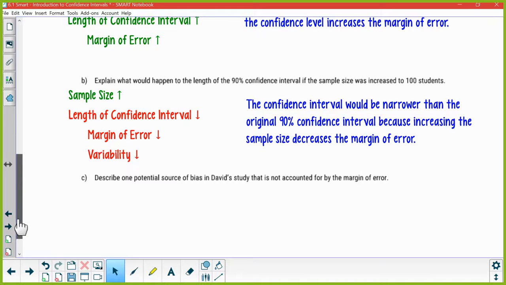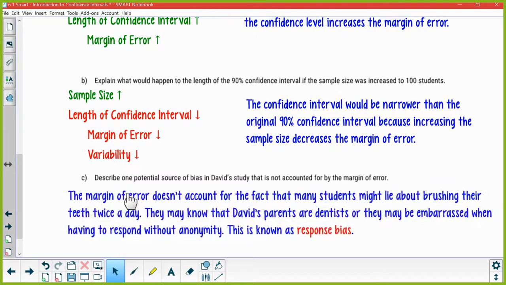And it's the fact that there's no anonymity in the question. You're sitting there and you're having to tell David that you brush your teeth twice a day. Most people would kind of shy away if they are a person who doesn't brush their teeth at least twice a day from answering that question truthfully because they expect that David wants to hear, yes, I do brush my teeth twice a day. And it doesn't account for the fact that they would lie. And they may know that David's parents are dentists, so they could be embarrassed by the fact that they may not brush their teeth twice a day.